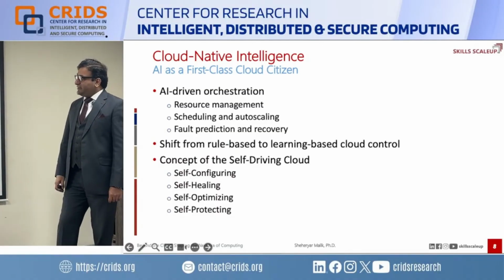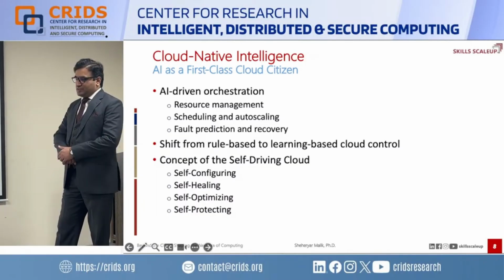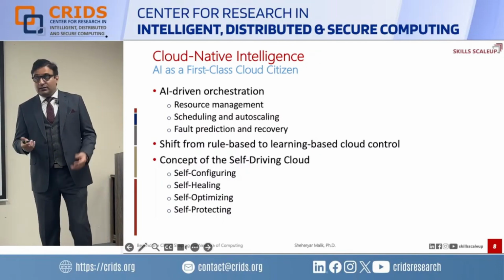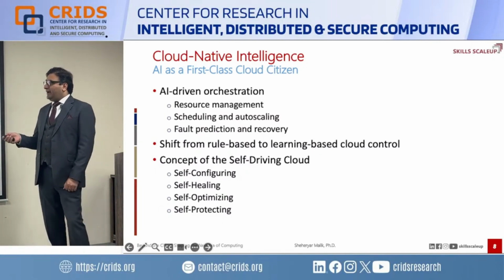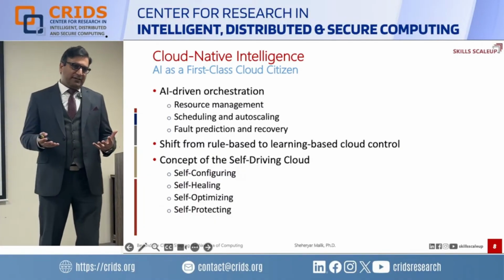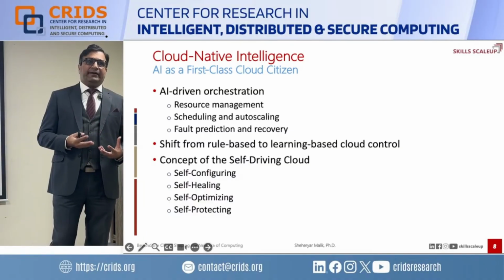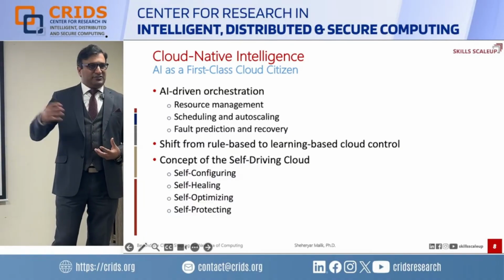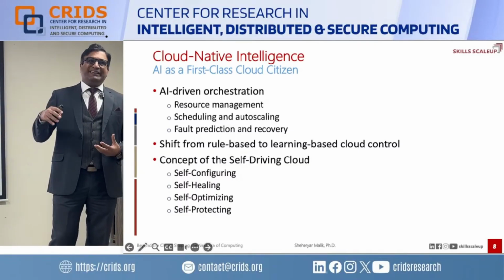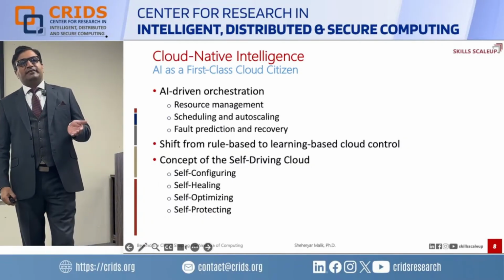So the first thing that we will talk about is cloud native intelligence, like how we are going to bring intelligence within the cloud as well. We can have AI driven orchestration. Cloud is the biggest infrastructure you can have, because cloud has so many layers. There is the cloud data center provided by the cloud provider, and the cloud provider needs some sort of intelligence to run that data center and make things easier for you.